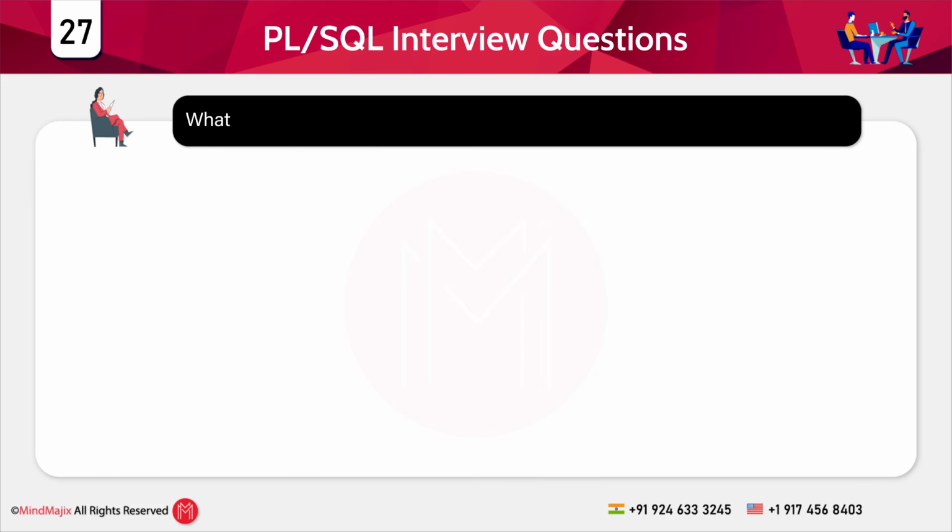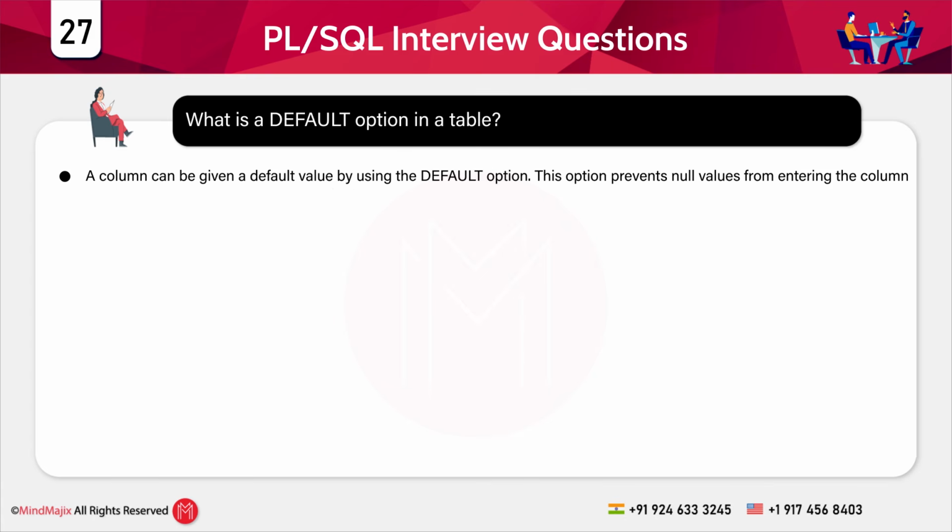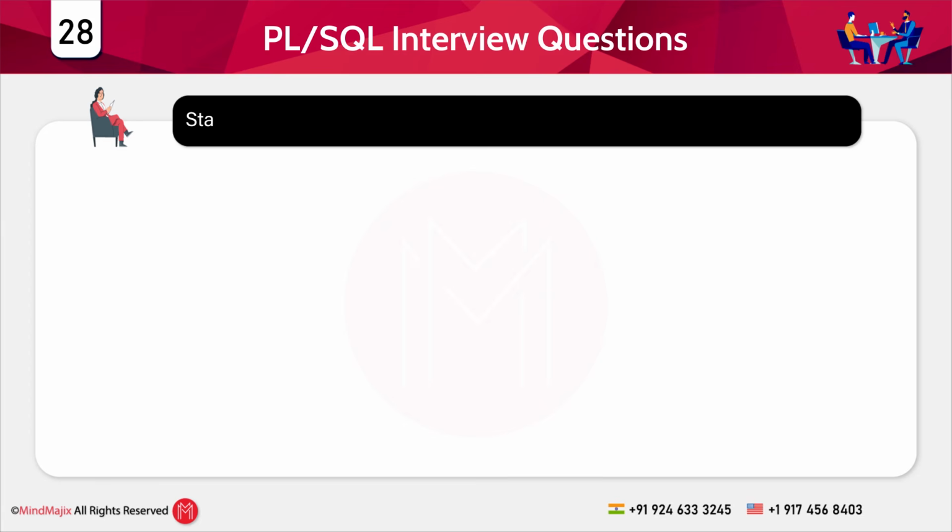The next question is, what is a default option in a table? A column can be given a default value by using the default option. This option prevents null values from entering the column if a row is inserted without a value for that particular column. The default value can be a literal or an expression or a SQL function such as sysdate and user, but the value cannot be the name of another column or a pseudo column such as nextval or currval.